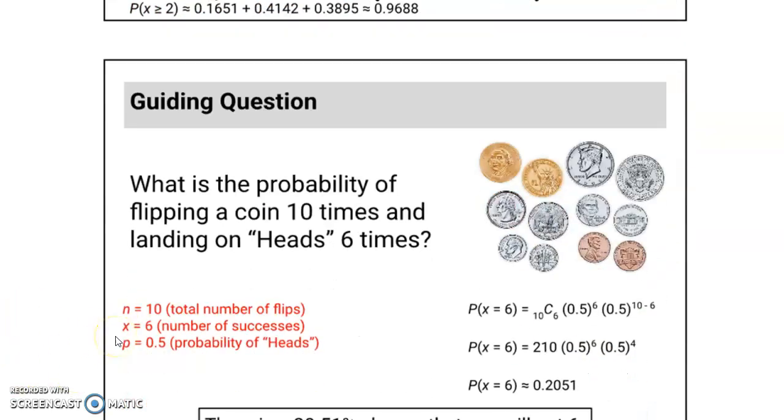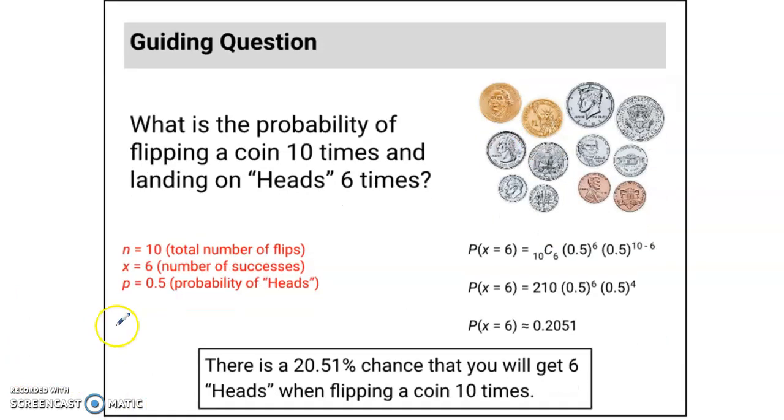Moving on to the next part here, the guiding question from the first video was, what is the probability of flipping a coin 10 times and landing on heads 6 times? This is a binomial experiment, which means that there are a fixed number of trials, a number of successes, which is given to me, and also a probability of success, which is fixed as well. So what I'm going to do is put this into the calculator. 10 choose 6 times 0.5 to the 6th times 0.5 to the 4th. That turns out to be 20.51%, which means it's about a 1 in 5 chance that you're going to get 6 heads when flipping a coin 10 times. How interesting.